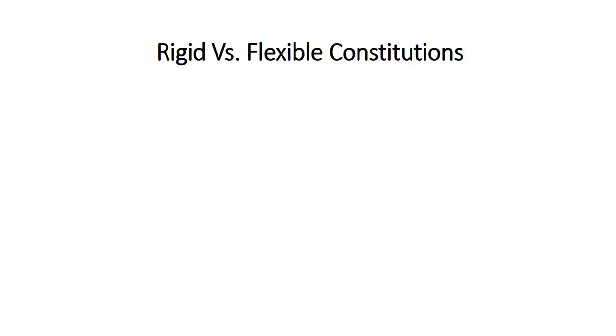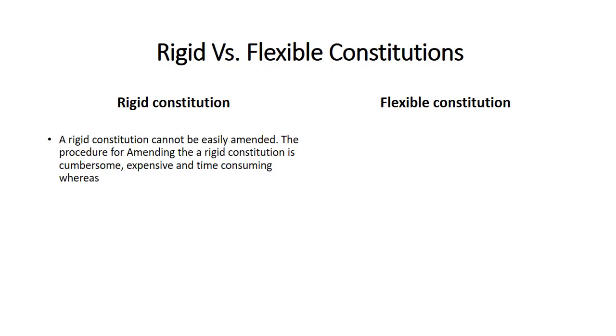Now let's look into the third classification of constitutions, which is rigid and flexible constitutions. A rigid constitution is a constitution that cannot be easily amended, because the procedure for amending a rigid constitution is difficult, cumbersome, expensive, and time consuming. Whereas a flexible constitution is more flexible. In other words, it can be changed in accordance with the requirements of the time, the interest of the public, and the interest of the governor.